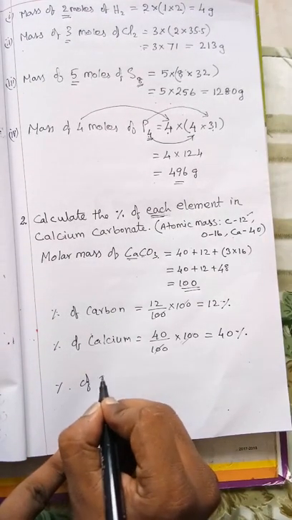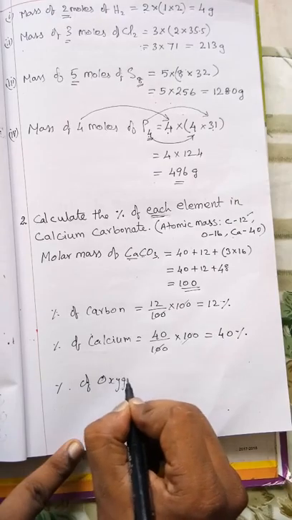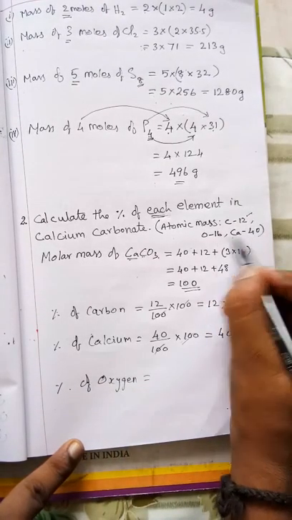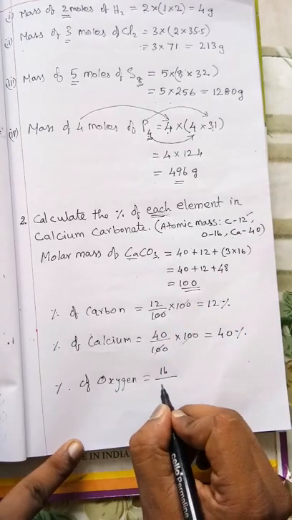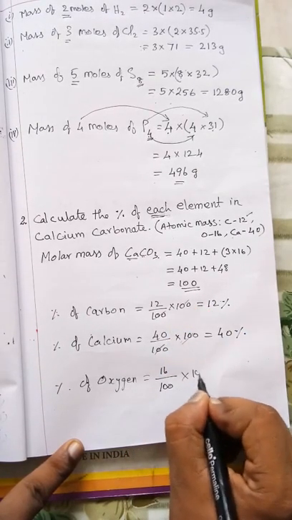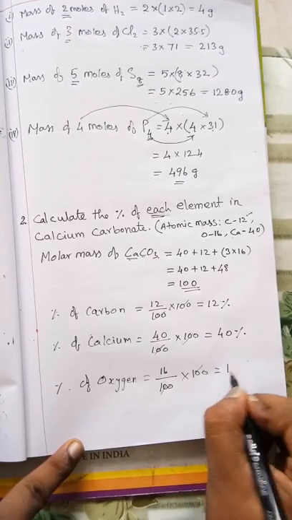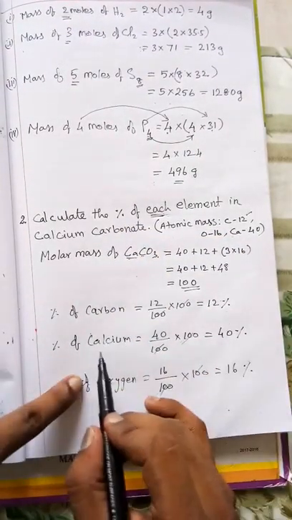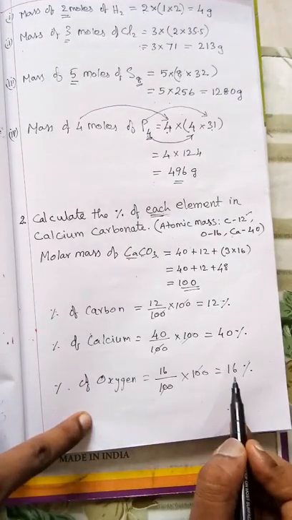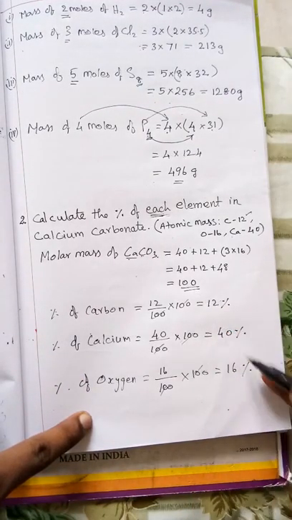Next oxygen. The oxygen value given is 16. Total value of molecular mass 100 into percentage 100. So how much? 16 percent. So each element: carbon 12 percentage, calcium 40 percentage, oxygen 16 percent. You add all the values, you will get 100 percentage.